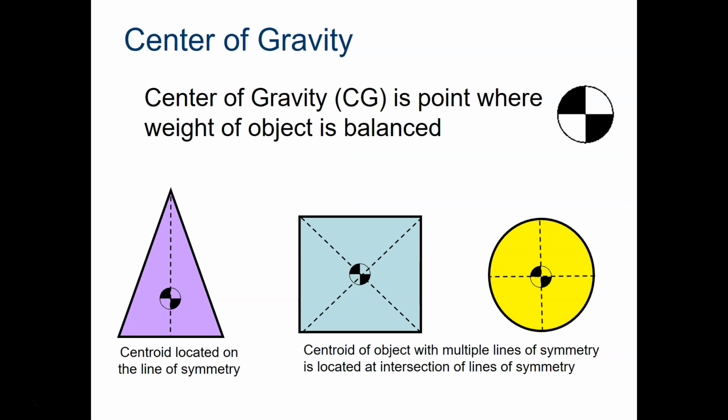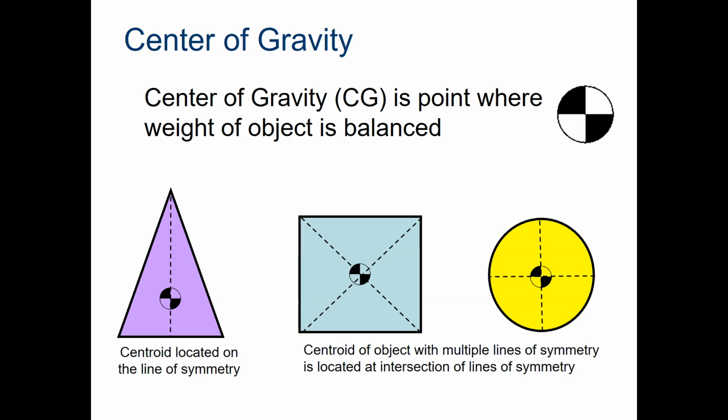You should be pretty familiar with center of gravity, also referred to as CG. This is the point where the weight of an object is balanced. You can find a centroid located on the line of symmetry, and if you have 2 lines of symmetry, then it's going to be located where those 2 lines of symmetry intersect. The center of gravity is important when it comes to talking about the balance of the airplane.